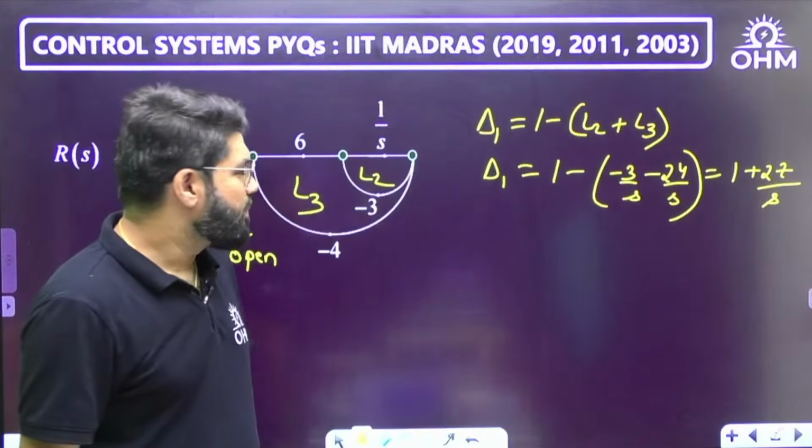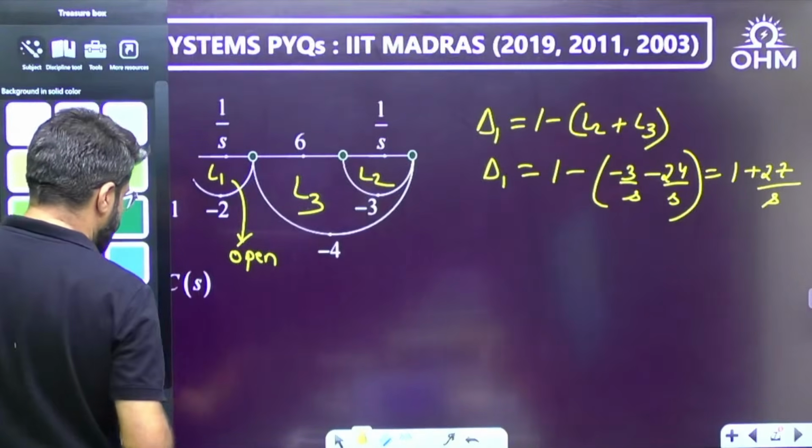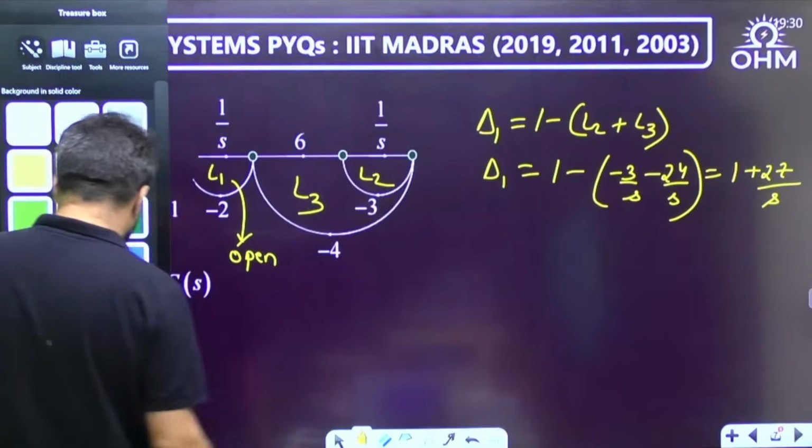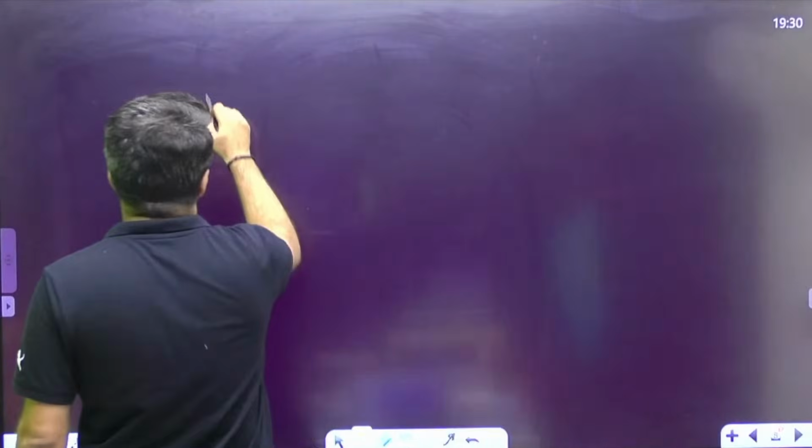Now, we have to just apply Mason's gain formula and write down the final answer. So, Mason's gain formula. What will be the Mason's gain formula for this problem?